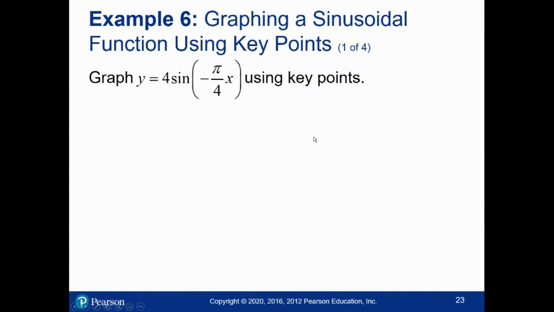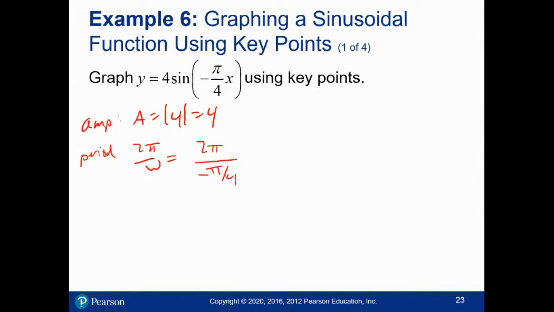Y is 4 times the sine of negative pi over 4x. Now the very first thing we want to do, I don't want to say the following. I don't want to say amplitude is the absolute value of 4, which is 4. That's fine. What I don't want to do is say that the period is 2 pi over omega. That's 2 pi over negative pi over 4, which reduces down to negative 8. It doesn't make any sense to have a negative period.